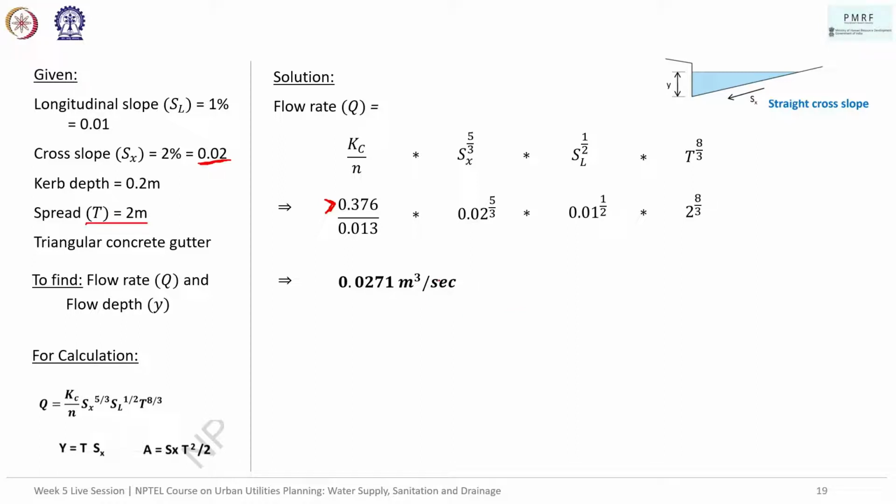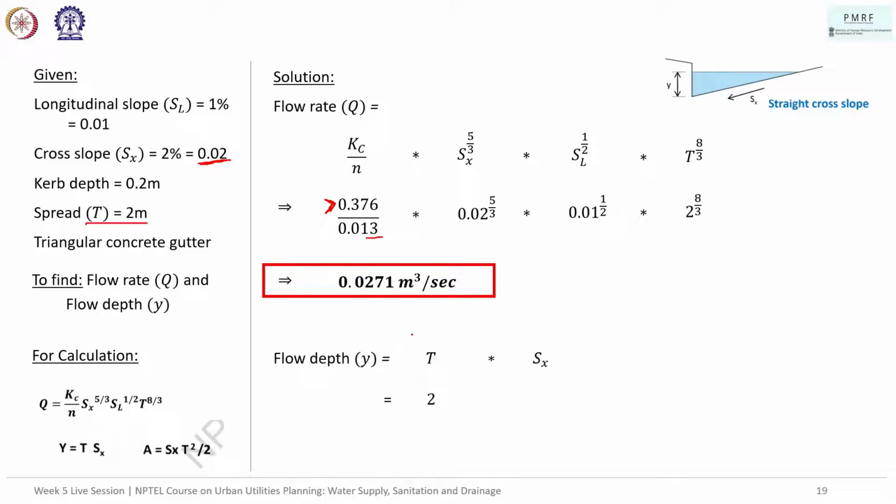In the solutions provided for the previous run, the answer is slightly different, but that's because they have taken Manning's coefficient to be 0.012. Usually Manning's coefficient is provided in the question, but if not, the standard table given in the lecture will come in useful. So that's our first answer. The second part is calculation of flow depth, which is T, 2 meters, times Sx, 0.02. So it turns out to be 0.04 meters.